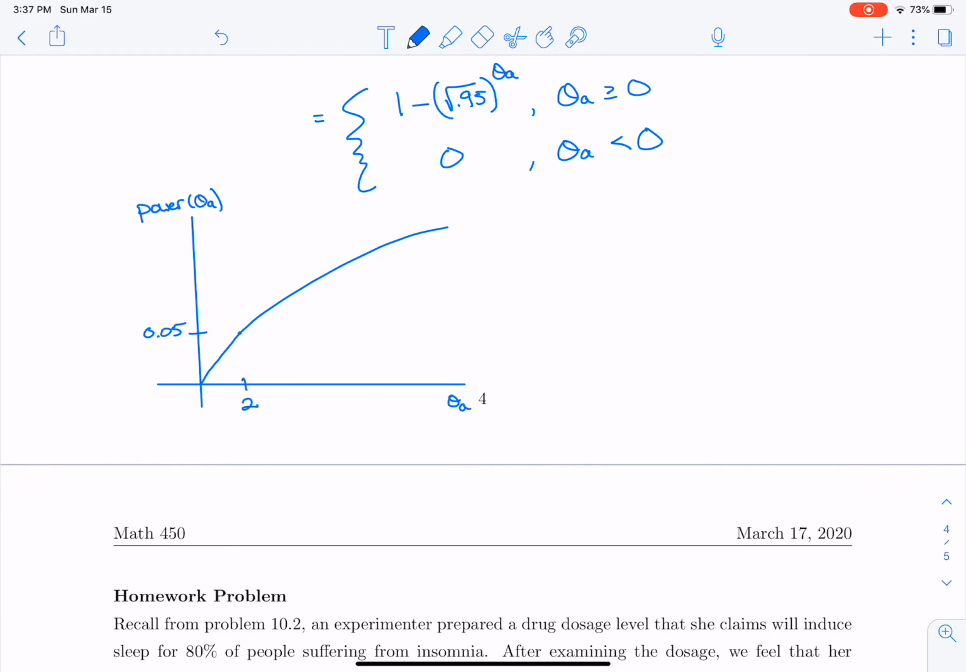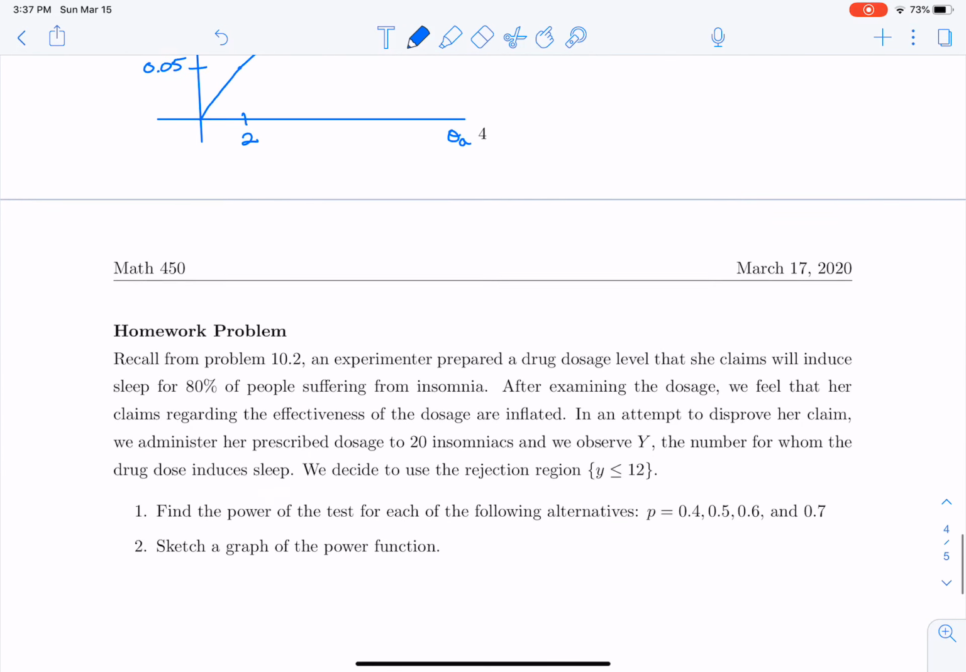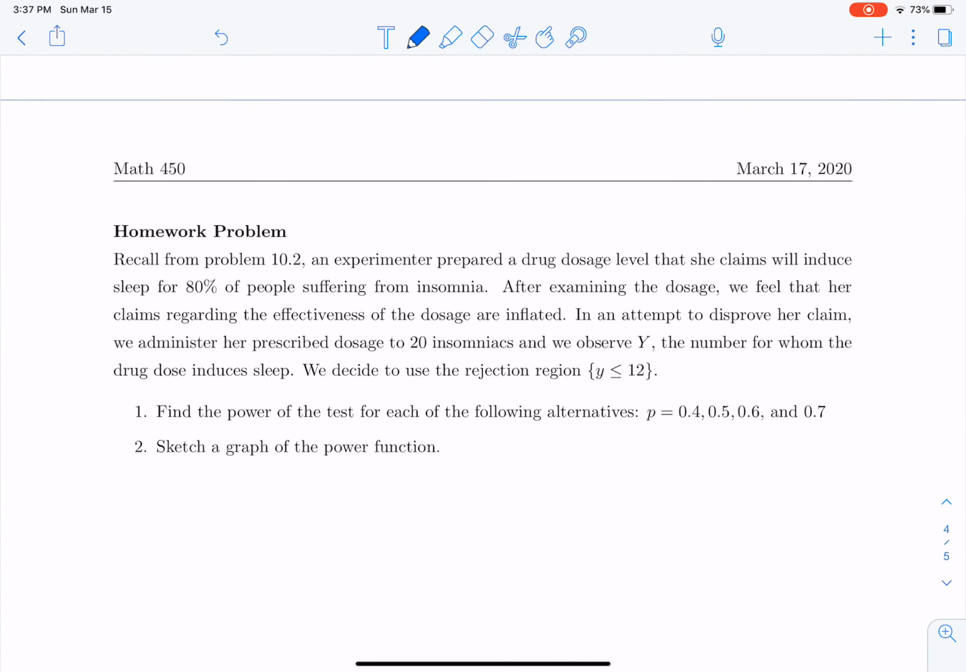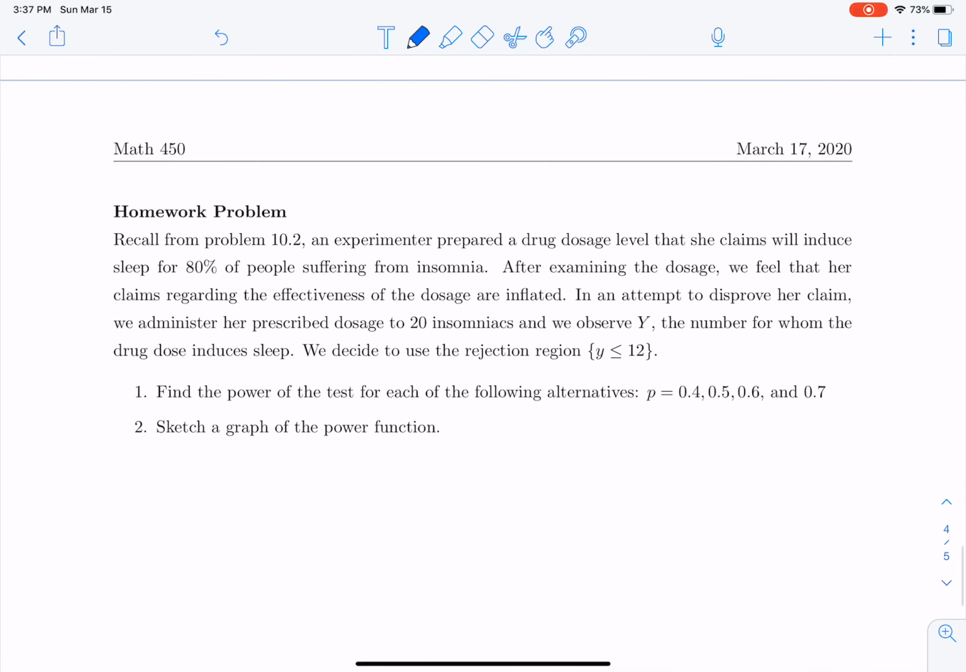Now, the homework for this section is actually on a worksheet, and it asks you to do something similar to what we just did in the problem above.